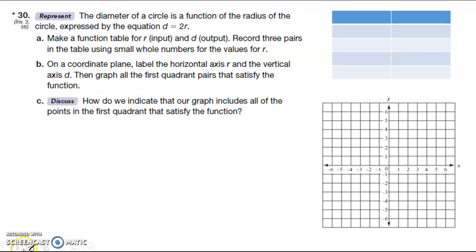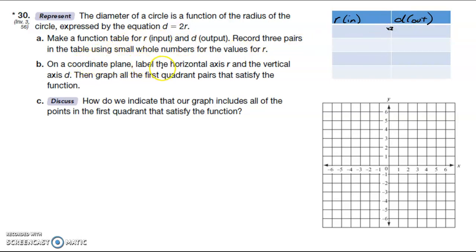Okay. Yeah, we just did this in the practice set. The diameter of a circle is a function of the radius of the circle expressed by d is equal to 2r. So what we're going to do is make a function table for r. So this is radius, our input, and d, which is our output. Okay. And we know that d is equal to 2 times r. So we're going to be multiplying by 2.